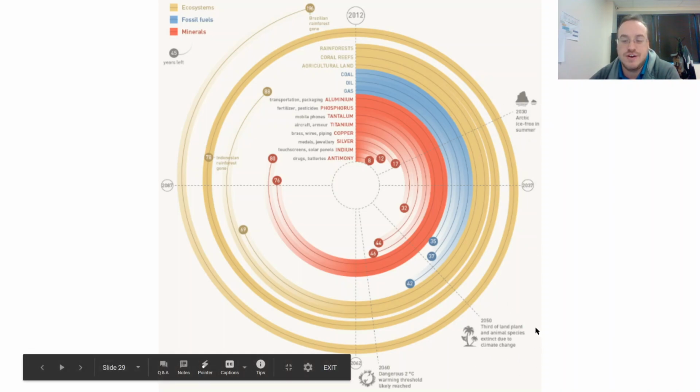By 2050, a third of land, plant, and animal species are projected to go extinct due to climate change because of the warming weather and its impact on things like coral reefs. I know this number because it's important. The dangerous 2 degrees Celsius warming threshold, it's no longer at 2060, it's at 2070 as of the recording of this. So it's going to be slightly skewed over here instead of over here.